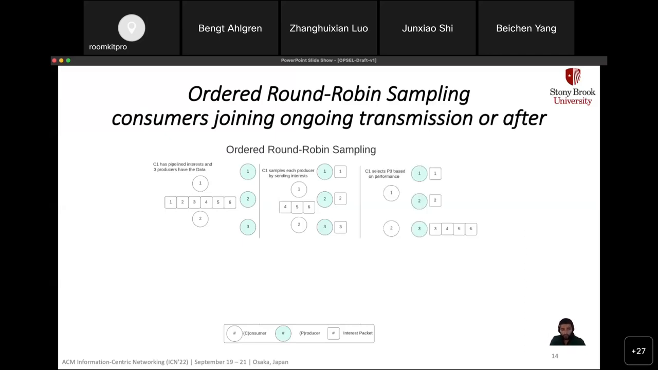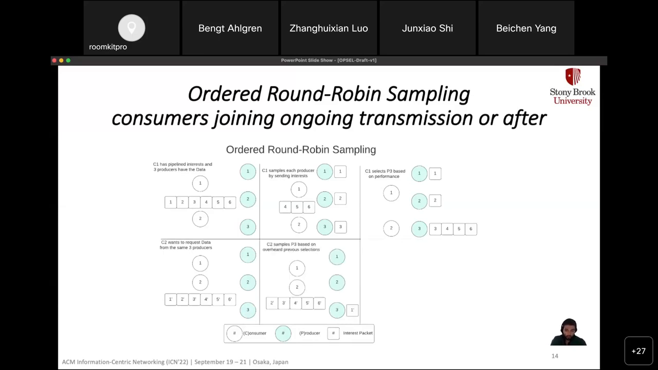After that, it finds out that producer 3 is the ideal producer, so it sends the rest of the request to producer 3. Now, that's how sampling works for one consumer. If consumer 2 wants to send another stream or different interest packets, but has the same producer set of 3 producers, what consumer 2 will do is sample producer 3 first. If producer 3 meets the performance requirements, it will just send the rest of the interest to it. So instead of having to start all over and sample each producer, consumer 2 leveraged overhearing the data performance of consumer 1 and selected producer 3 right away.